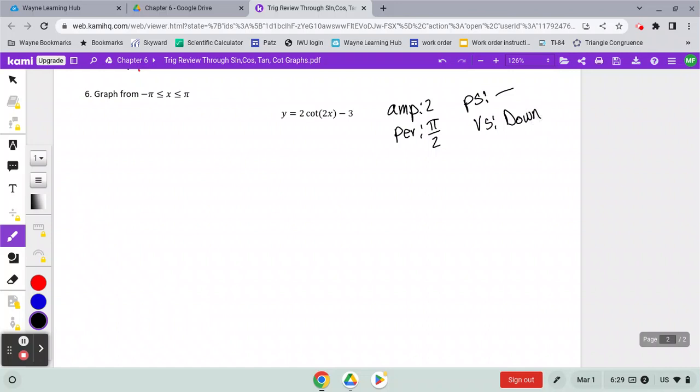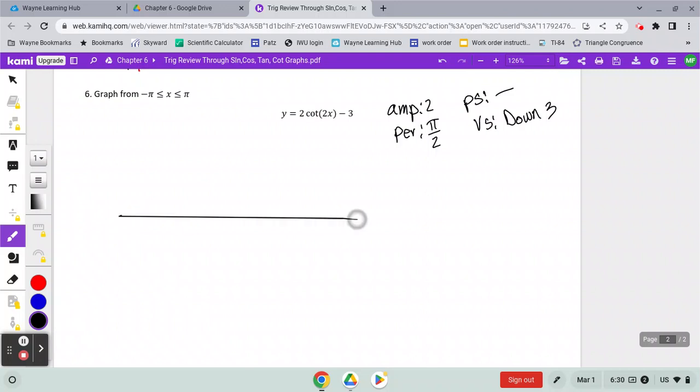It's so easy on these to just lose track and miss one. Okay, so be careful. It's easy to take your time and say, oh, I need my amplitude, I need my period, but then you forget about your phase shift, you forget about your vertical shift. So write it down and then just take your time. Okay, so we know it's shifted down 3, amplitude of 2.